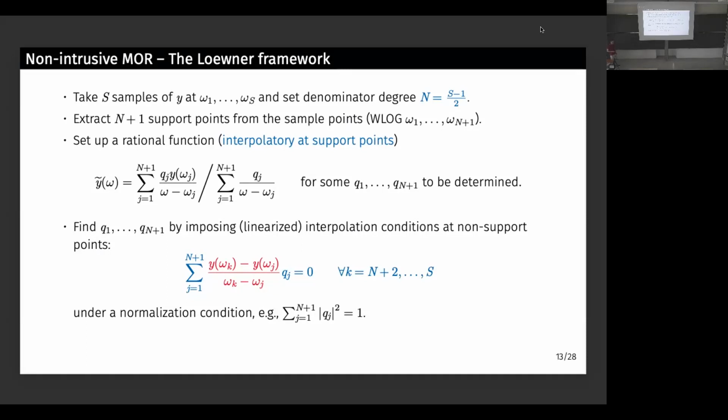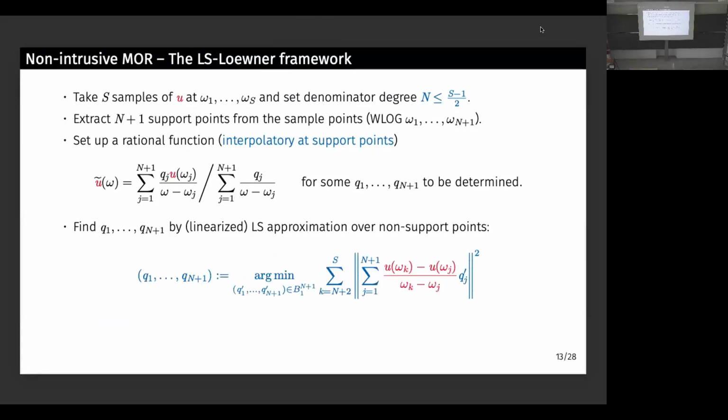And of course, in case of experimental data, we might have noise. So there is a least squares version of the same kind of algorithm. Essentially, we take less than half support points. But more importantly, I guess, we can find a Loewner approximation also of the state U. For fairly technical reasons, if we want to approximate the function U, then we cannot do least squares.